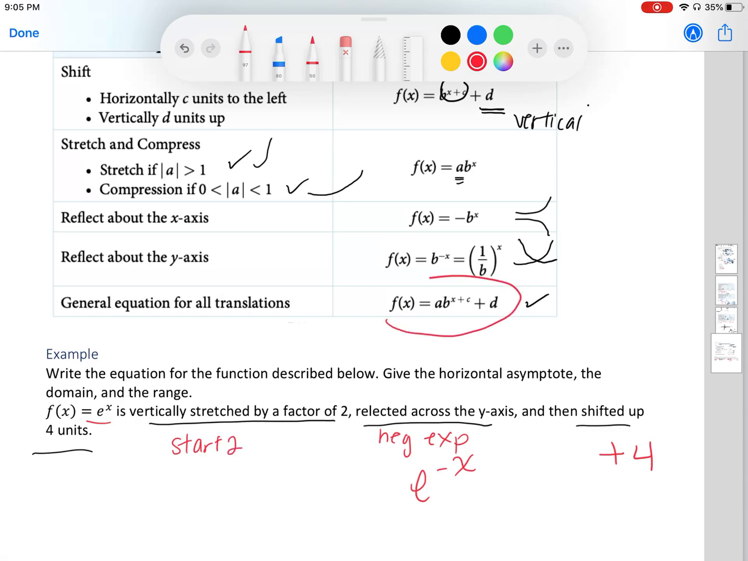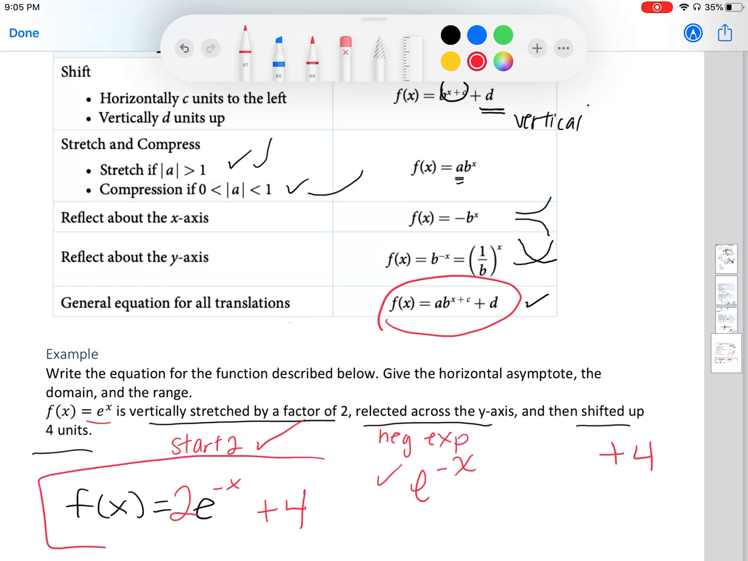Now we're going to use this as our guide. So I have f of x is equal to 2 times e, with a negative exponent, and shifted up 4 units. There we have it. We built it using all of those descriptors given.